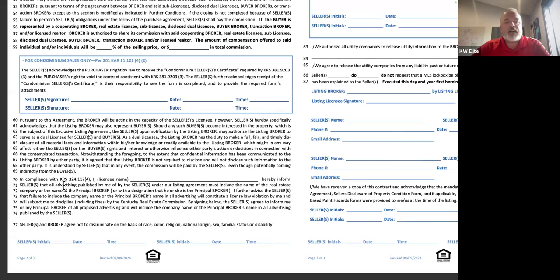Hereby lets the seller know that advertising published by me or by the sellers must include the real estate company or the name of the principal broker and the designation of their principal broker. Just put our real estate company name, Keller Williams Elite, Keller Williams Heartland. Don't put Kelly's name. Just keep it really simple. Further advise sellers that failure to include company name or principal broker's name constitutes a license law violation by me and will subject me to discipline and fines by the KREC.